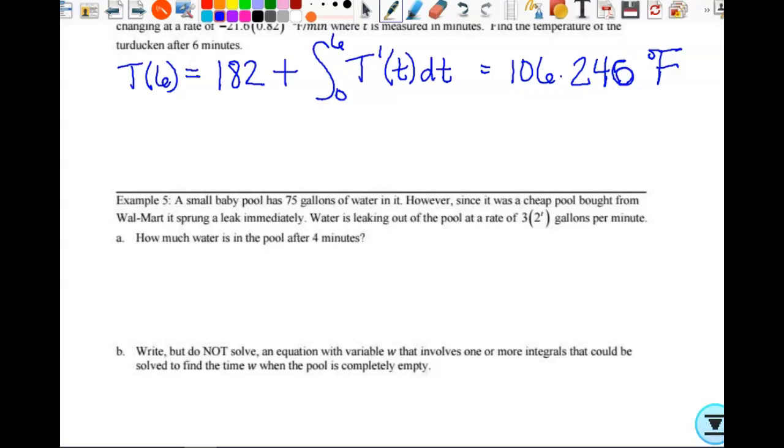All right, a small baby pool. Let's move on to this because I want to set them up, and then y'all can go back and I'll help you with the calculators. A small baby pool has 75 gallons of water in it. However, since it was a cheap pool bought from Walmart, it sprung a leak immediately. Water is leaking out of the pool at a rate of 3 times 2 to the t gallons per minute. How much water is in the pool after 4 minutes?